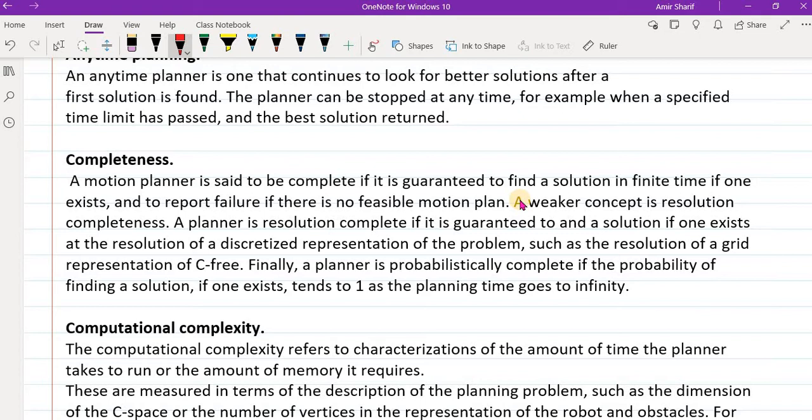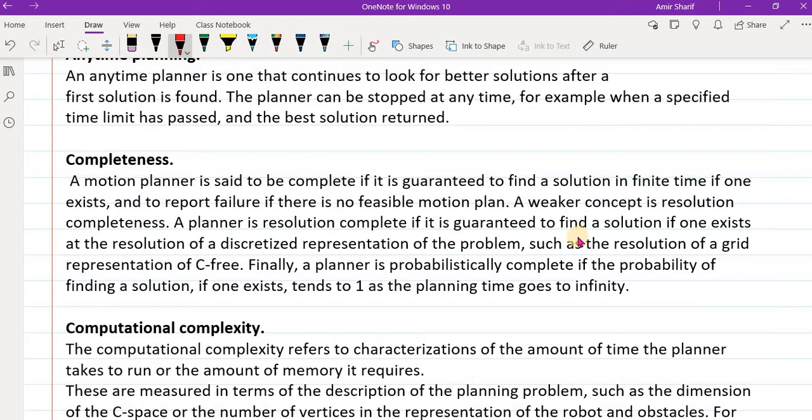Okay, a weaker concept is resolution completeness. A planner is resolution complete if it is guaranteed to find a solution if one exists at the resolution of a discretized representation of the problem, such as the resolution of a grid representation of C-free. So we are talking about resolution completeness now.